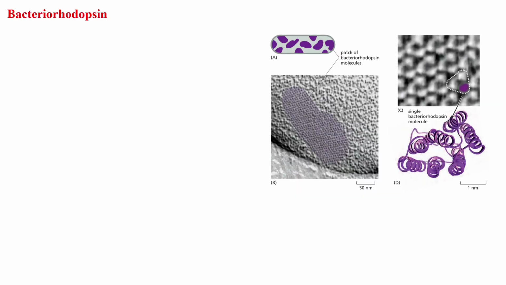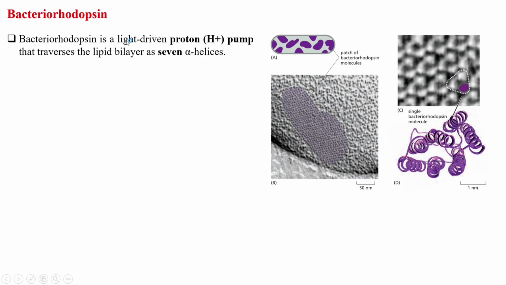Welcome everyone. Today we are going to learn about bacteriorhodopsin. This is an example of an integral membrane protein. Now, bacteriorhodopsin is a light-driven proton pump that traverses the lipid bilayer as 7 alpha helices.